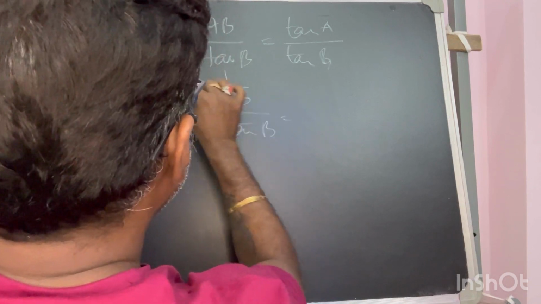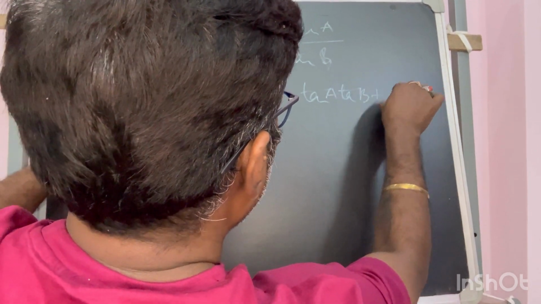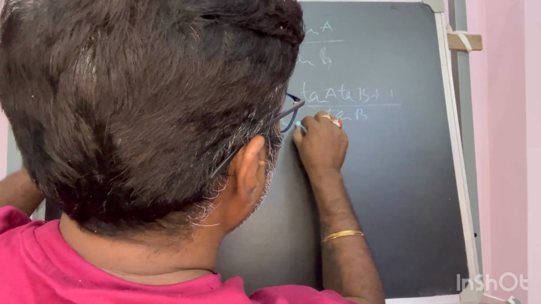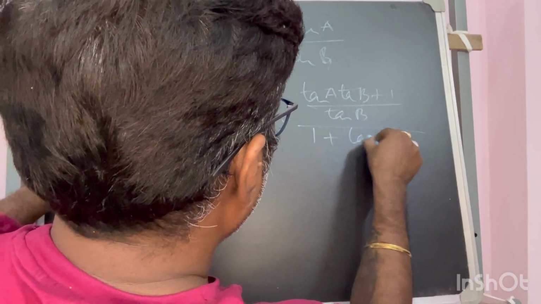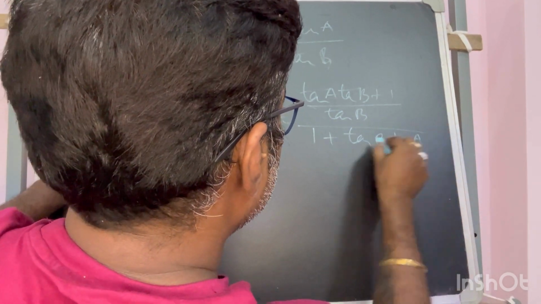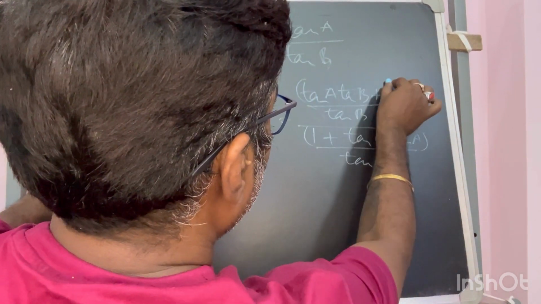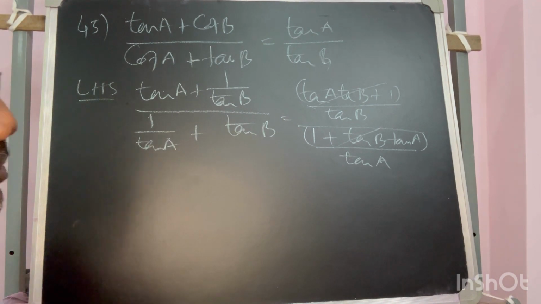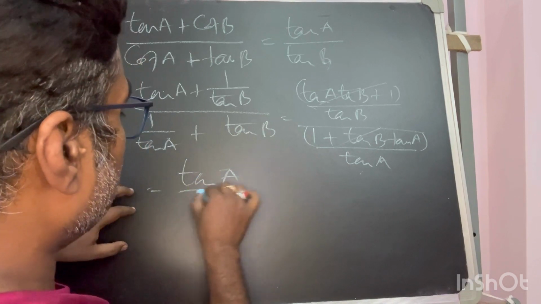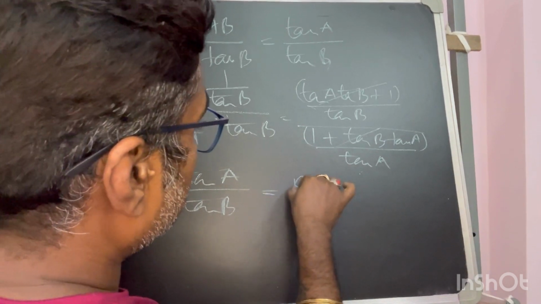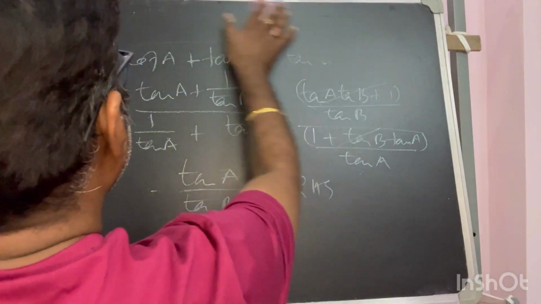Now this will give tan A tan B plus 1 whole divided by tan B, and the second part of the lower one is 1 plus again tan B tan A. As for sequence I am writing, but ultimately that is the same term. So this part and this part are same. When it comes as a ratio, they will cancel each other. So ultimately tan A will go up in the numerator and tan B will come down to the denominator, and that is your right hand side. Okay, so 45 is over.